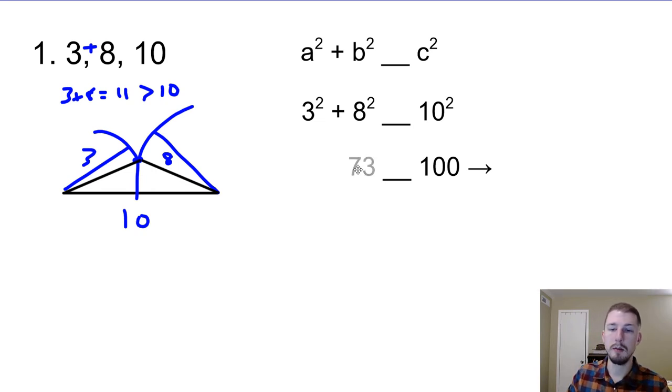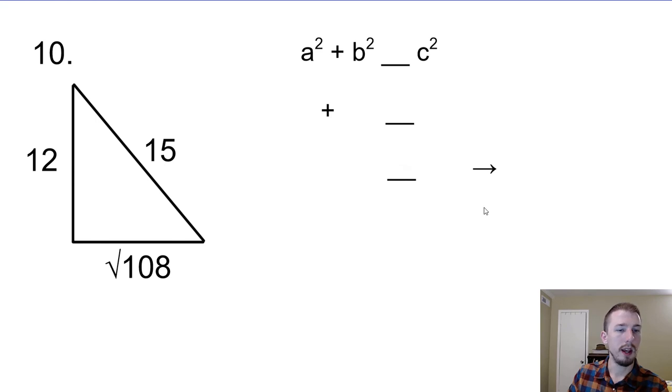And 73 is not equal to 100, so it's not a right triangle. So our only options are acute or obtuse, because it is actually going to make a triangle. It's big enough. In this case, if the C is so big that C squared is bigger than even A squared and B squared together, then it's going to have a really long side, which is going to make it obtuse. All right, so it is obtuse, and you can cross it off on your answer bank.